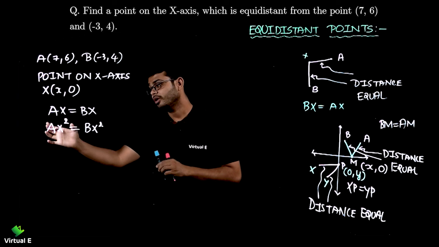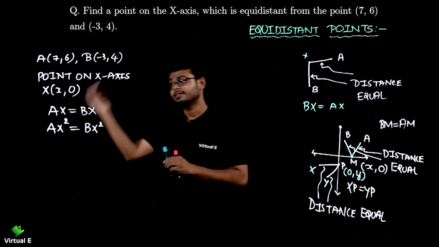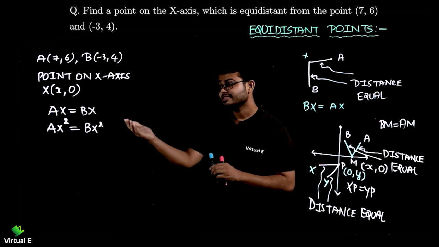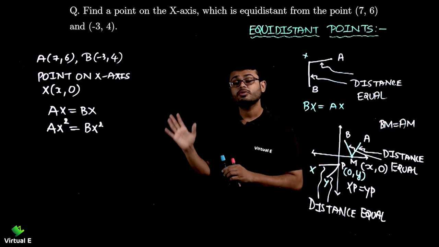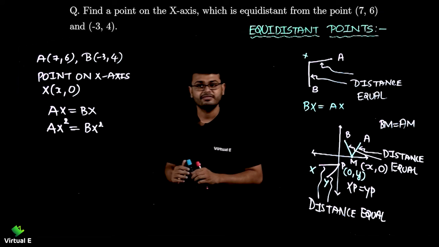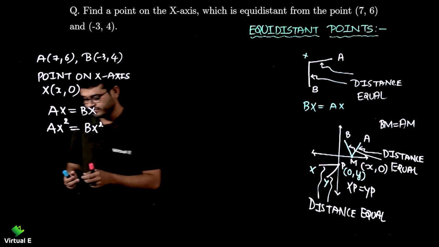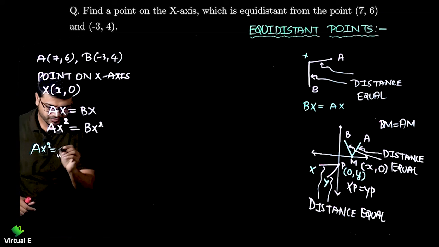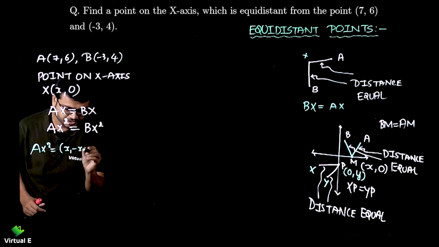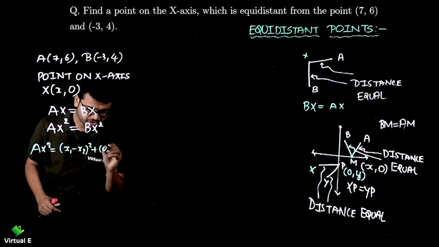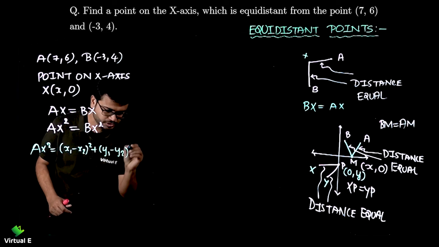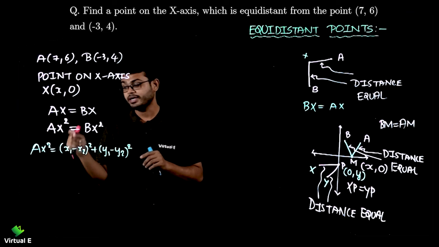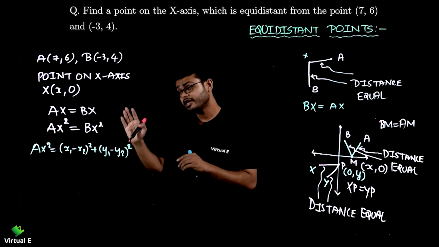You get the formula of ax square, simplify, then you substitute. You take the formula of bx square, get the answer, then you substitute. Both ways are okay. Let's do separately first. I'm going to take ax square first. So let's start with ax square. Formula is x1 minus x2 whole square plus y1 minus y2 whole square. I have not written square root. Why? I told you I have squared it. So square root sign is removed.